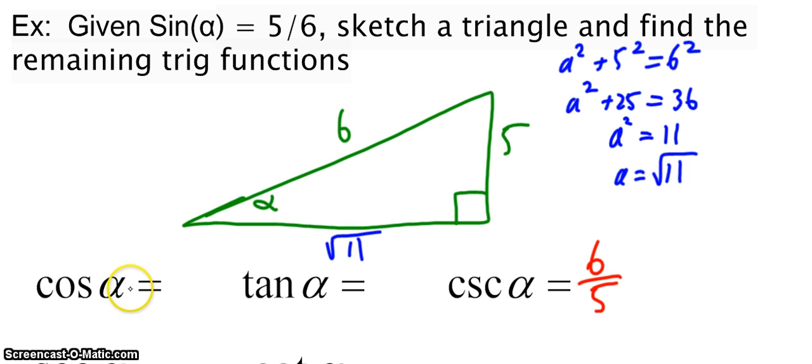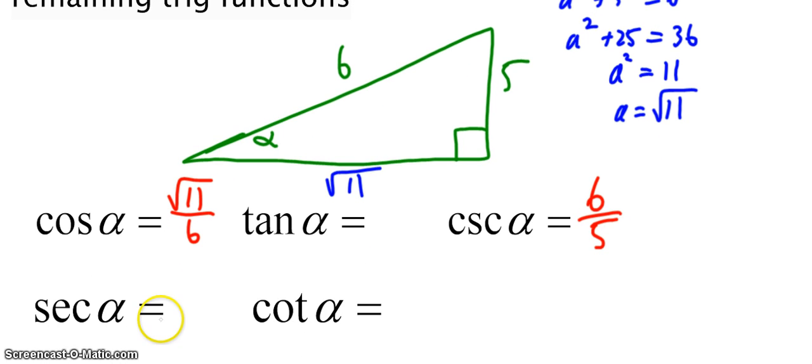Now I can go ahead and finish the problem. Cosine of alpha is adjacent over hypotenuse, so this is going to be root 11 over 6. Secant then is hypotenuse over adjacent. So I can write that as 6 over root 11.